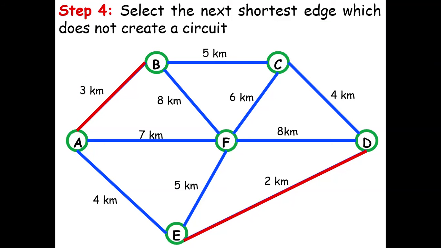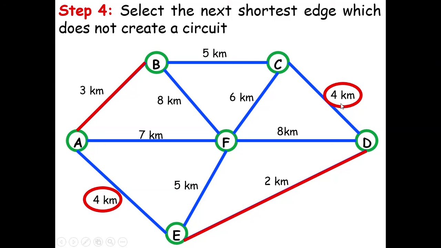Now step 4, I'm going to choose the next shortest edge. So I look at my network and say, right, what's the next smallest number? And I've actually got 2 arcs that are both the same distance. So I've got 1 arc here between A and E, which is 4 kilometers, and I've got 1 arc here between C and D, which is also 4 kilometers.